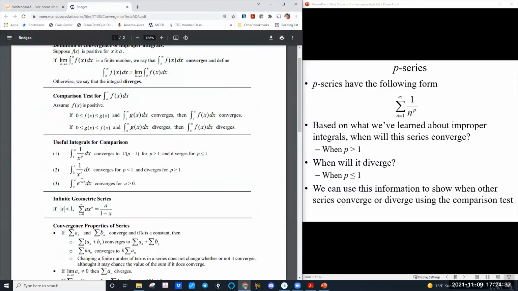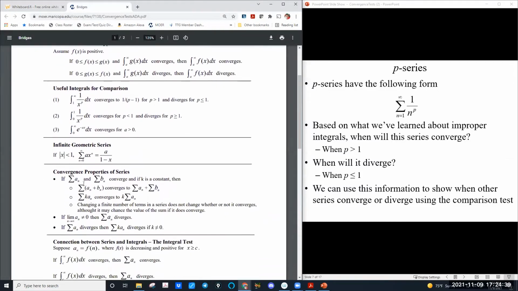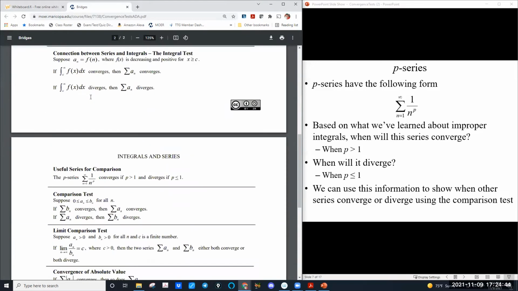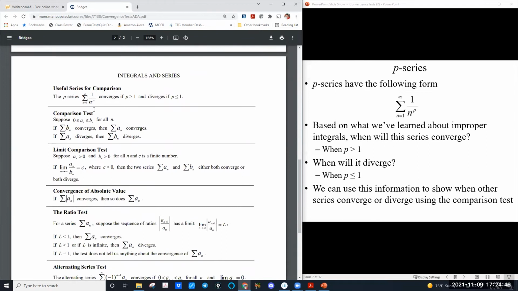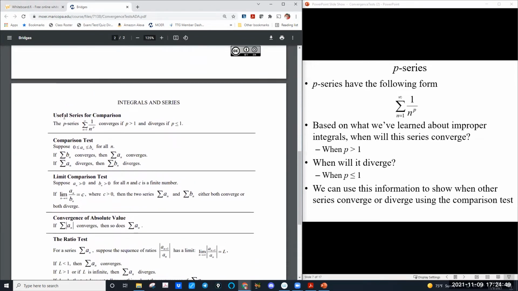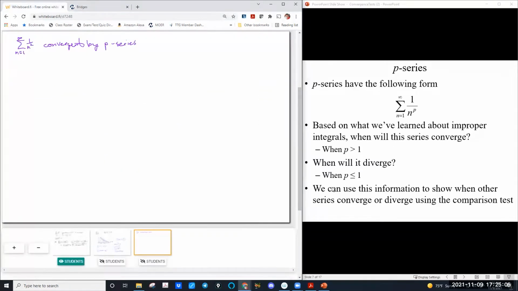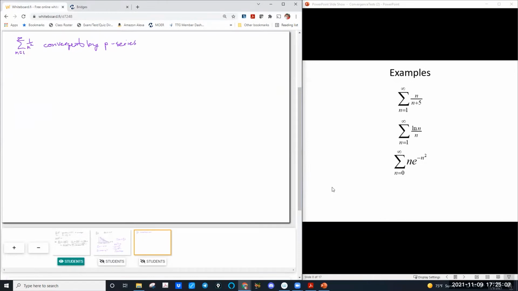Okay. This is on this sheet as well. Here it is in terms of improper integrals, but right here, here's the P series, useful series for comparison. Okay. You can absolutely use that as a justification. But it does have to be a P series. Now, what do I mean by that? Well, none of these are P series.